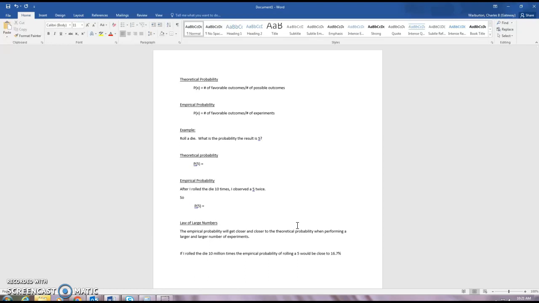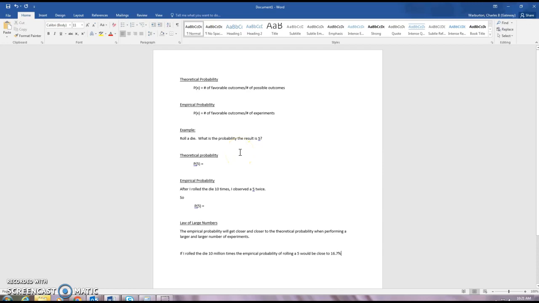Theoretical probability can be found by taking the ratio of the number of favorable outcomes divided by the number of possible outcomes. On the other hand, empirical probability is found by taking the ratio of the number of favorable outcomes divided by the number of experiments you have actually performed.